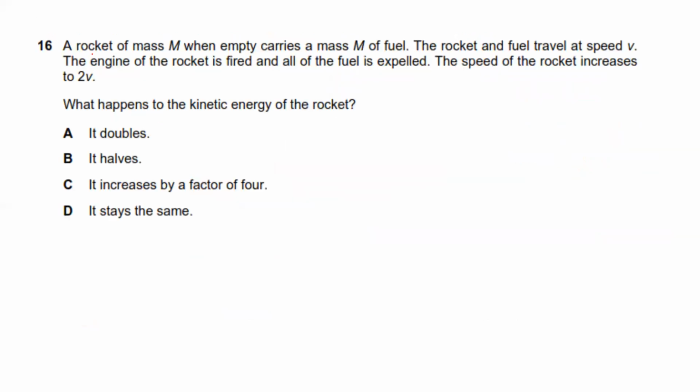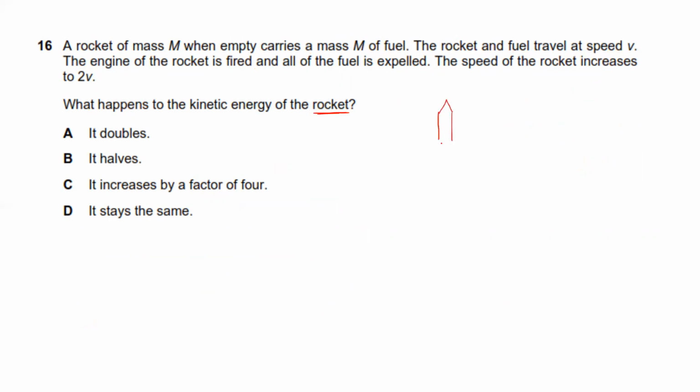Question number 16. A rocket of mass m, when empty, carries a mass m of fuel. The rocket and fuel travels at a speed v. The engine of the rocket is fired and all the fuel is expelled. The speed of the rocket increases to 2v. The question is, what happens to the kinetic energy of the rocket? So they are basically asking about a rocket.